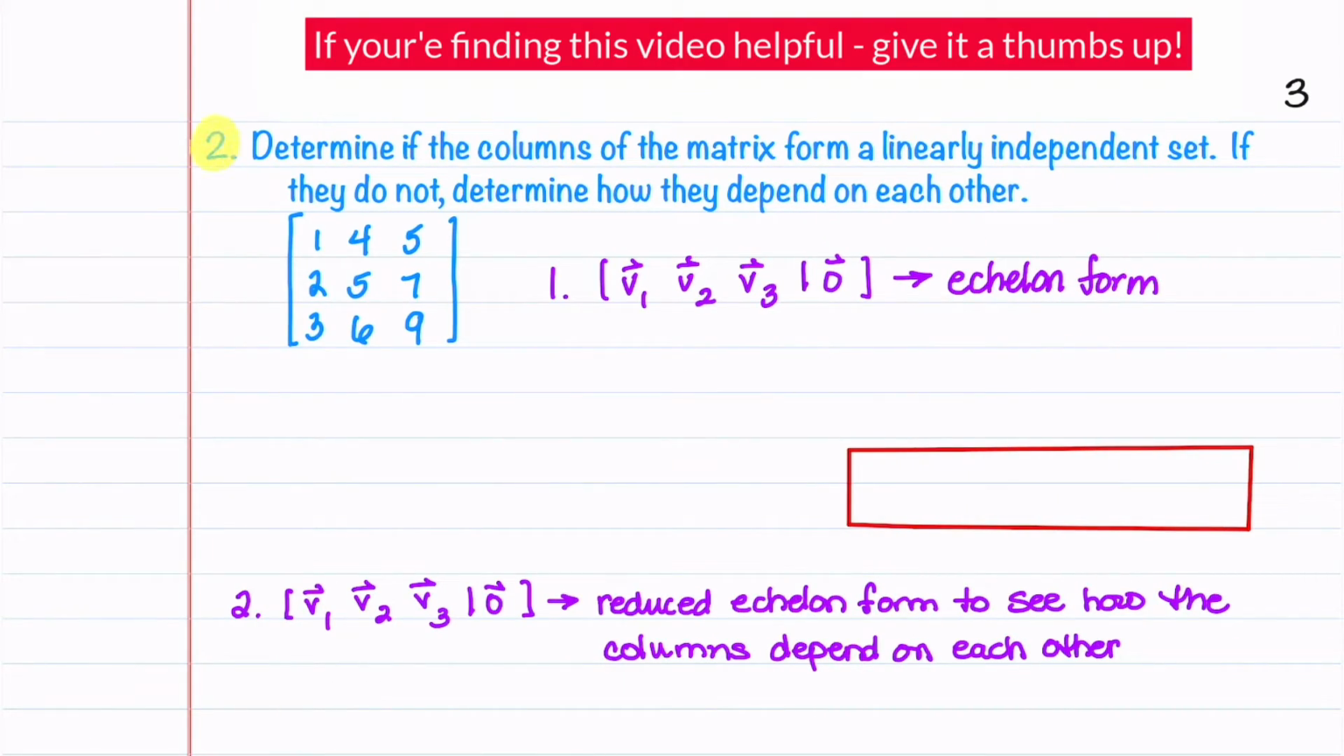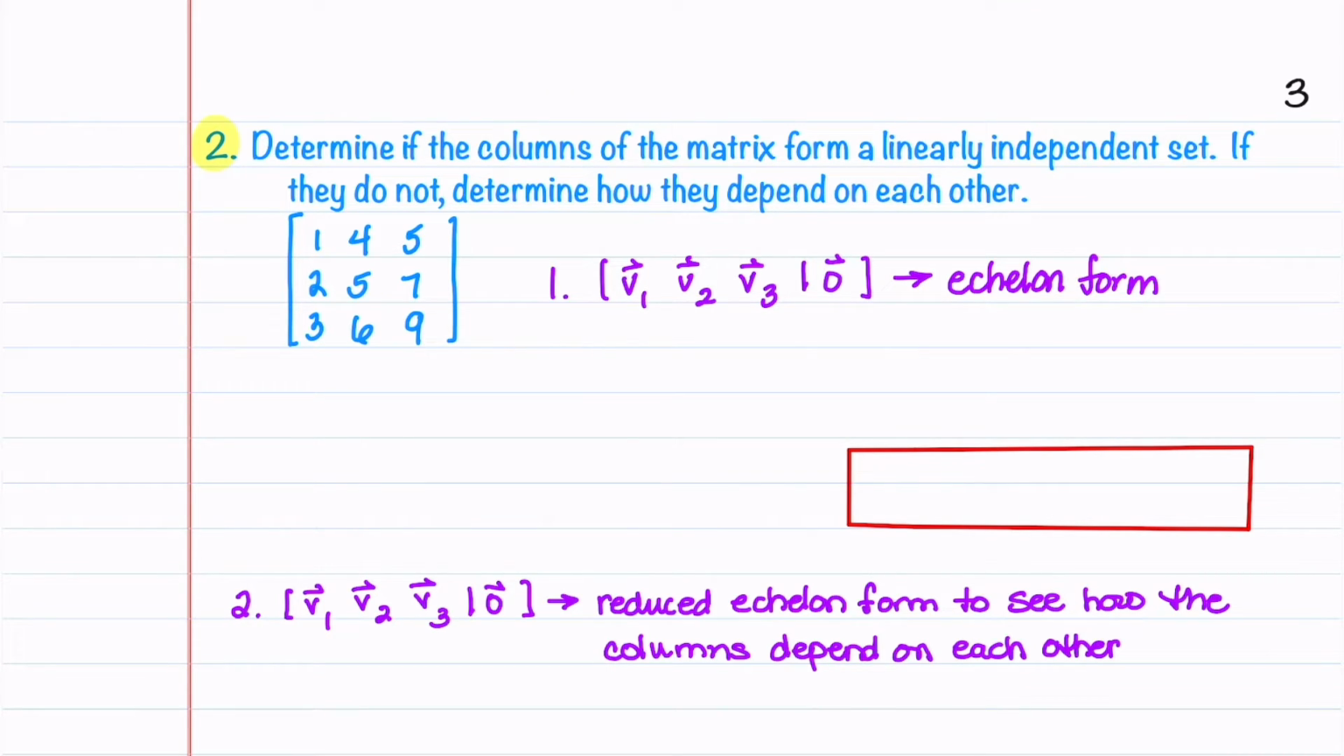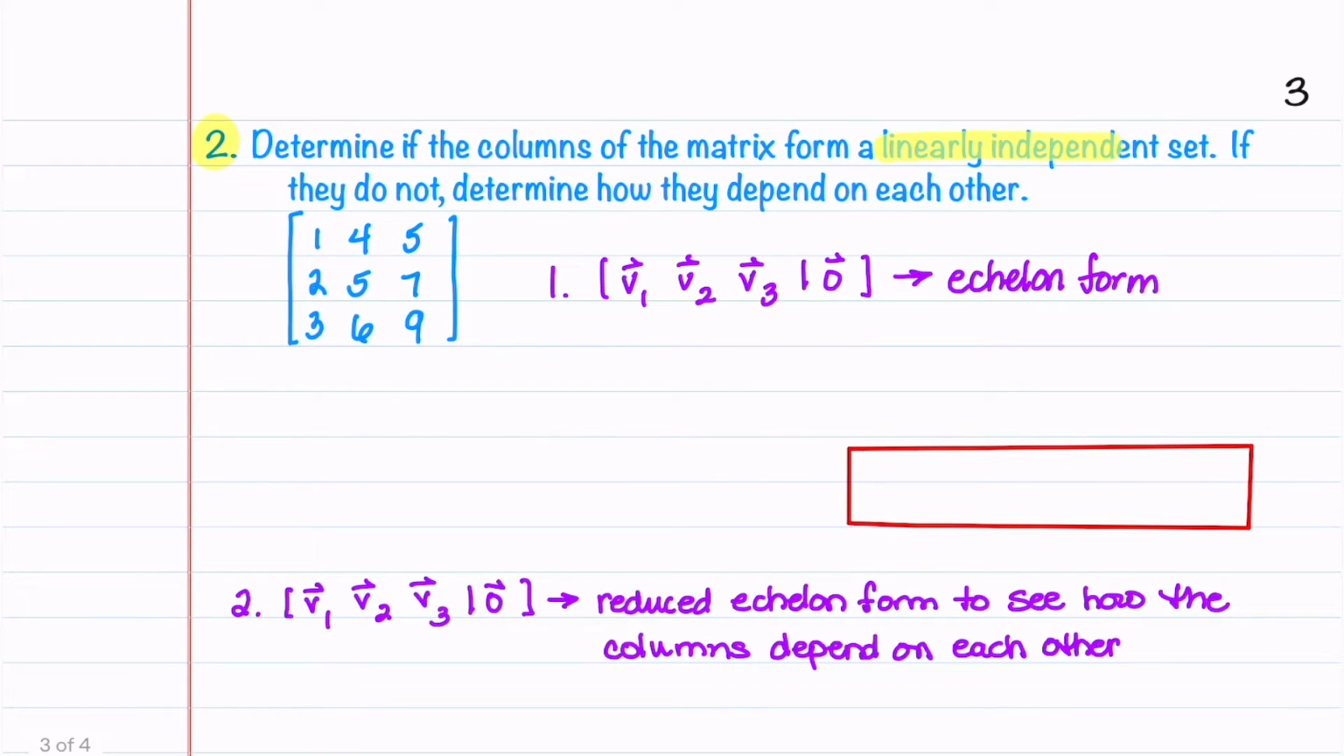In our second example, we're not given a set of vectors, but we're given columns of a matrix, and we're asked to determine if they form a linearly independent set. If they don't, we're asked to determine how the columns depend on each other. We'll begin by labeling the columns of our matrix as v1, v2, and v3. We'll then place these vectors into a matrix augmented with 0 and reduce it to echelon form.